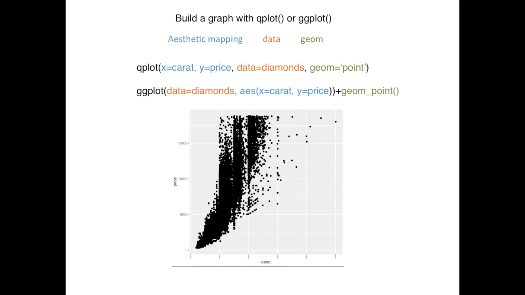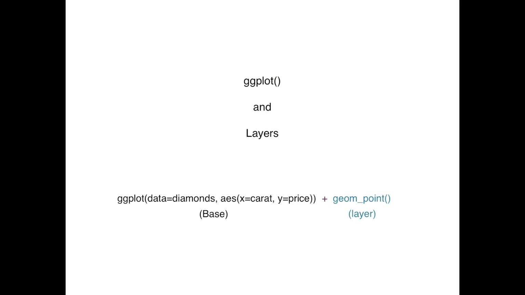So for the rest of this tutorial, I'm going to be talking about ggplot. ggplot allows the user to have more control and flexibility over creating the plot. So this is what we're going to use for the rest of the tutorial. The way to think about the ggplot function is that we're creating this base that we can add layers to. The most basic layer that we can add on is the geom_point, which specifies which type of representation we want of the data.